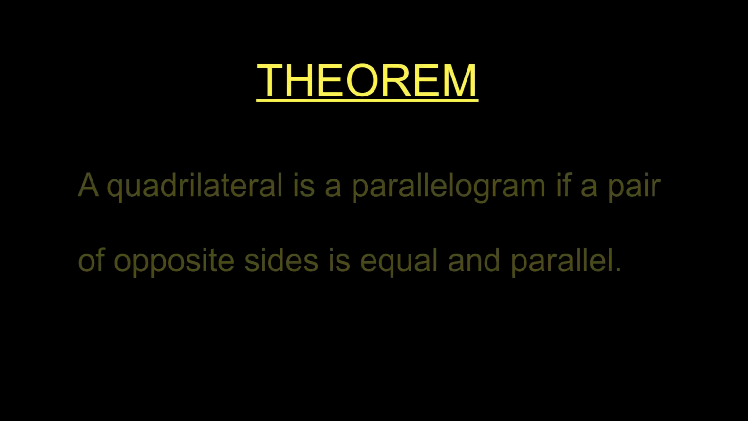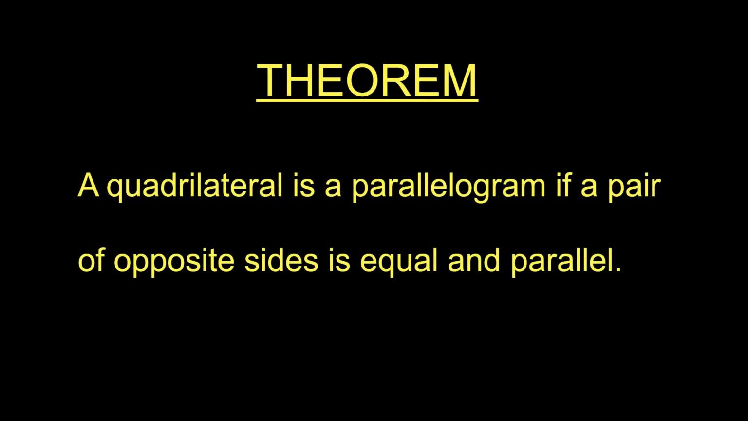And now let's come to the last theorem of the video. So the last theorem says that a quadrilateral is a parallelogram if a pair of opposite sides is equal and parallel. A quadrilateral is a parallelogram if a pair of opposite sides is equal and parallel.